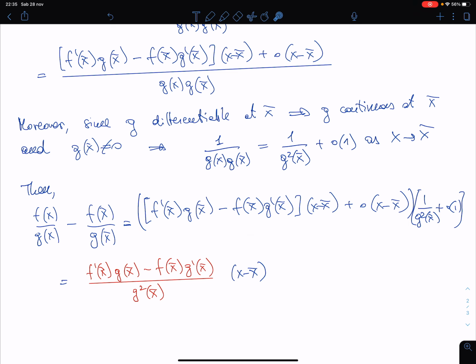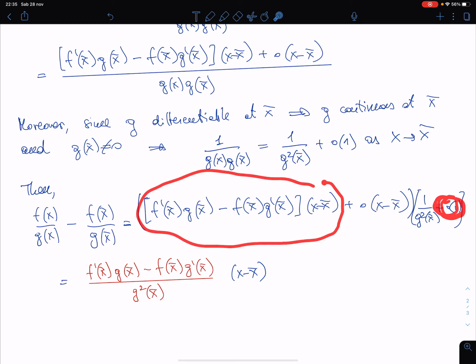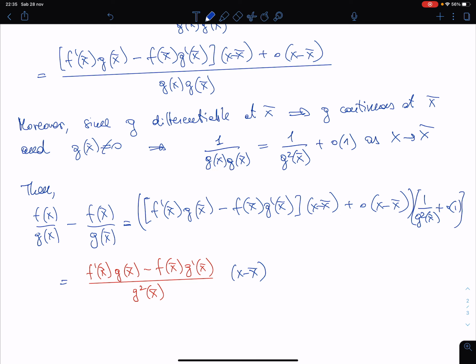Then here we have little o of 1 that multiplies this stuff. This stuff has a factor x minus x bar, so little o of 1 times x minus x bar gives plus little o of x minus x bar. And the second last term is this little o of x minus x bar times this factor here, which remains a little o of x minus x bar, and it is already here. And the very last term is elementary, because little o of 1 times little o of x minus x bar, you remember the algebra of the little o's, is little o of x minus x bar as x goes to x bar.